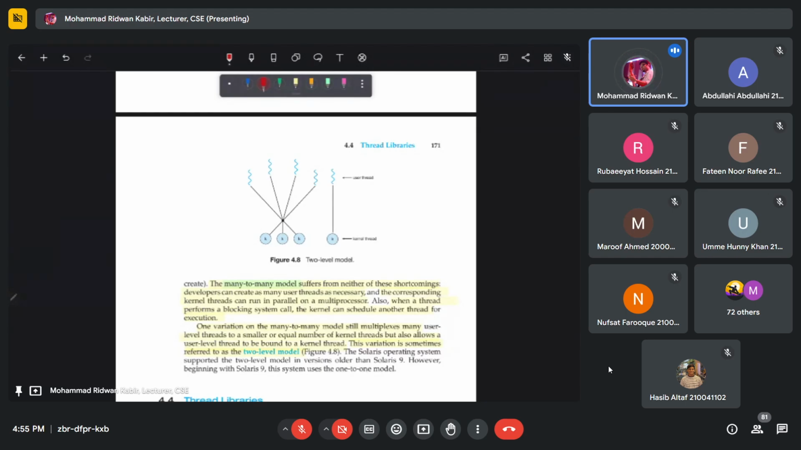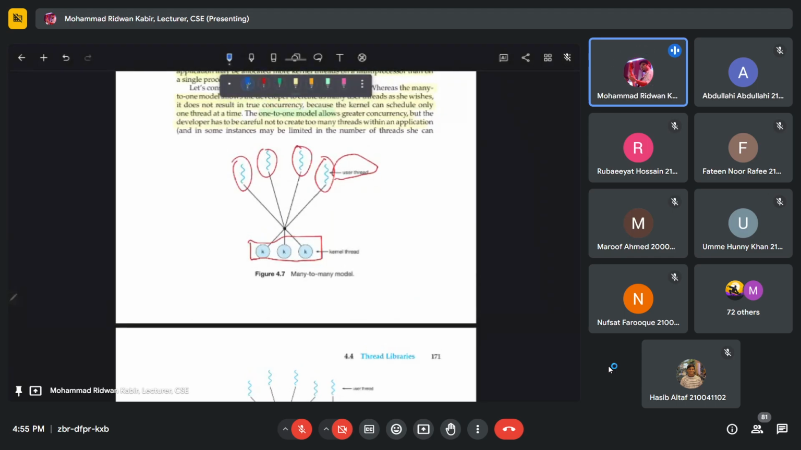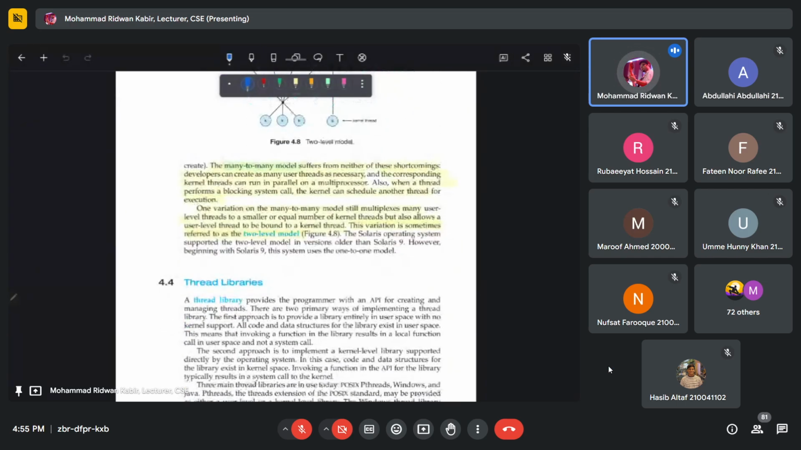and the corresponding kernel threads can run in parallel on a multiprocessor. Okay, so now what if a particular thread, let's say this thread, makes a blocking system call? It associates itself with this particular kernel thread. Now it should not inhibit the others, because you have other kernel threads at your disposal to service the remaining user threads in your system, right? So that is the benefit of the many-to-many model compared to the one-to-one or the many-to-one model.